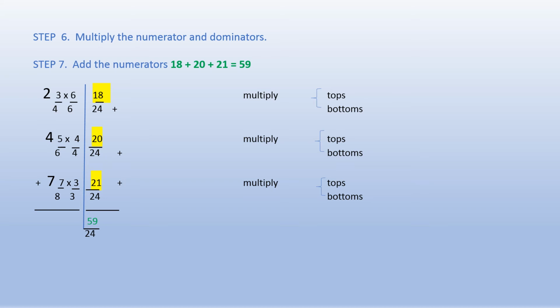The next fraction, 5 times 4 is 20. 6 times 4 is 24 at the bottom. The last fraction, 7 times 3 is 21. 8 times 3 is 24. So they're all 24ths, same name. So we now add 18 plus 20 plus 21 to give us 59.